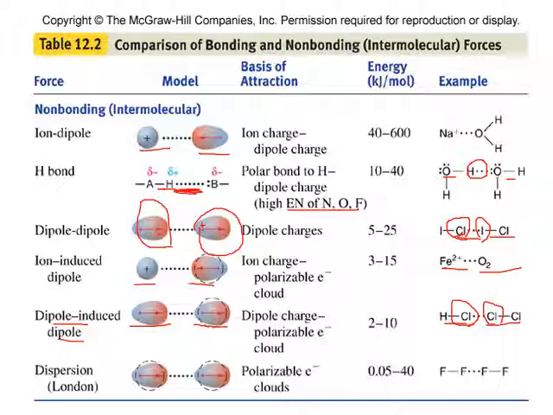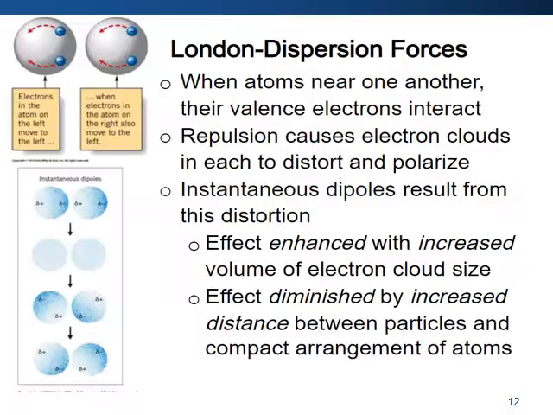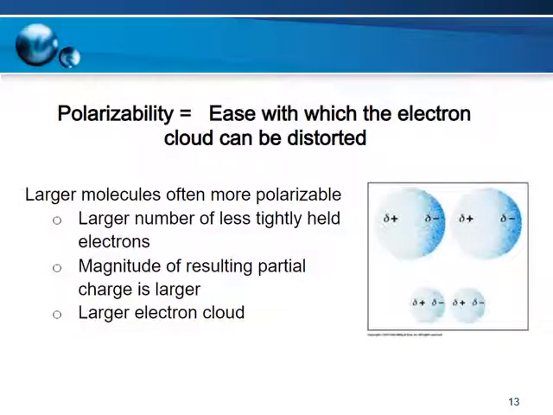And then London dispersion is a polarized electron cloud, negative and positive, for example coming from the same one, the same non-metal and non-metal. So the types of intermolecular forces we have are London dispersion force, dipole, hydrogen bond, and ion-dipole. This one you can read about London dispersion force. Polarization is the extent to which the electrons can be distorted. Large molecules polarize more often because they have a large number of electrons that are less tightly held. The magnitude of the resulting partial charge is larger. It has a larger electron cloud as well.